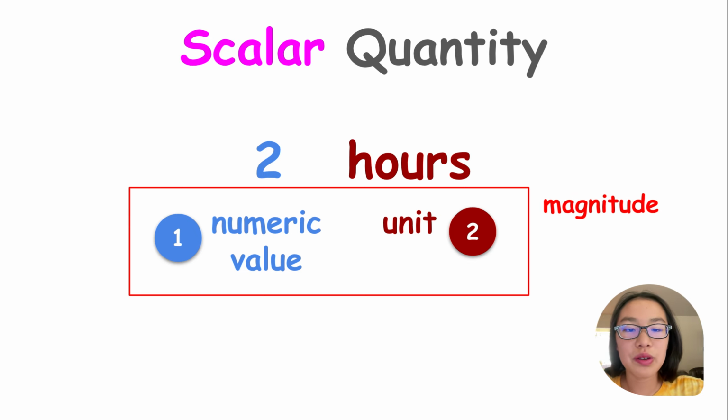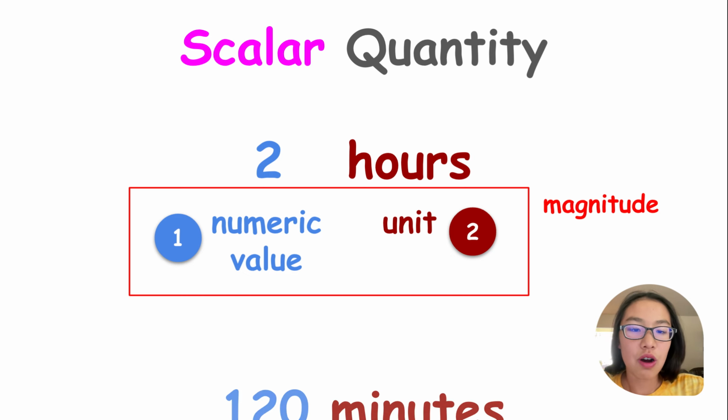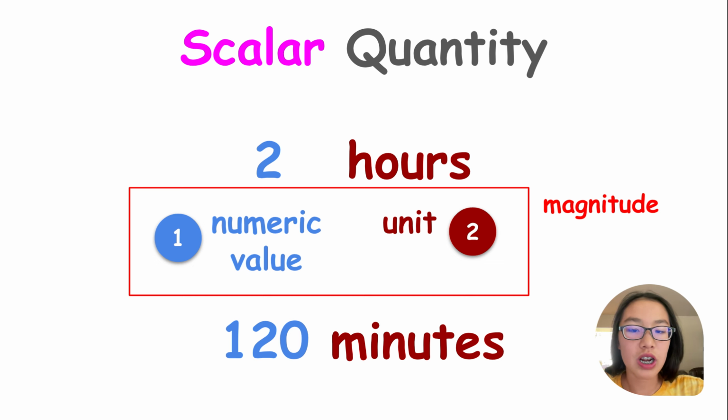Please note that the unit is very important. We can have the same scalar quantity represented in a completely different form using a different unit. For example, 2 hours can also be represented as 120 minutes. So, from now on, when we present a scalar quantity, be sure to also include the unit.